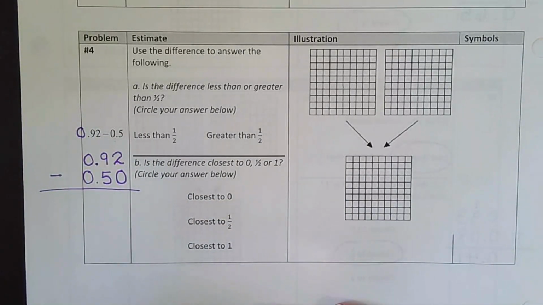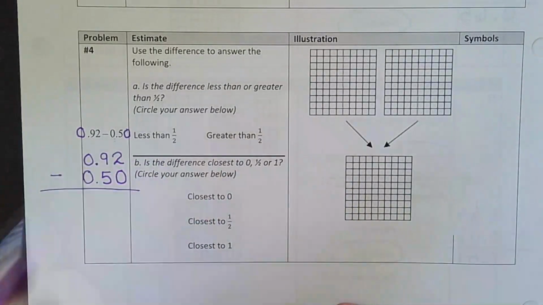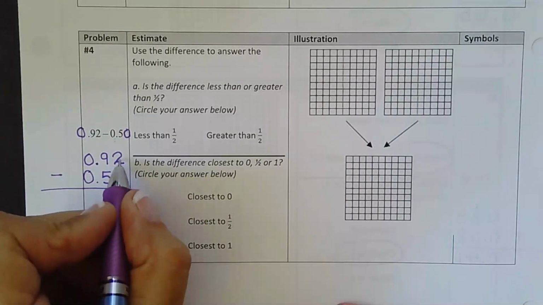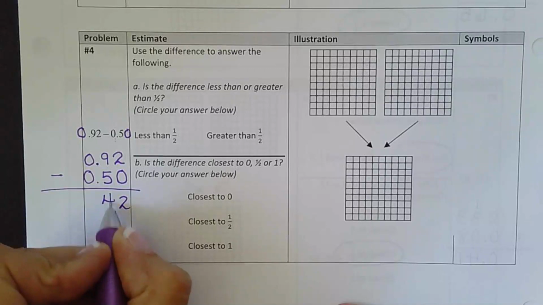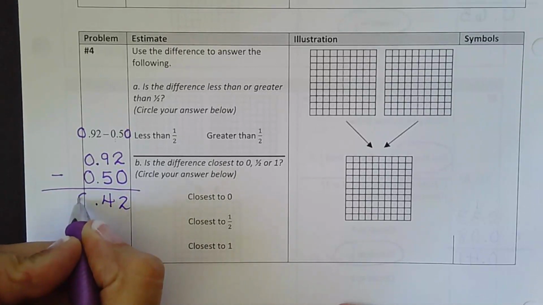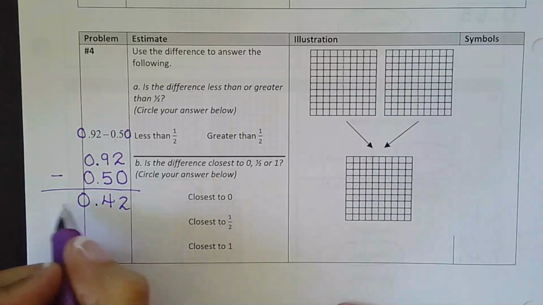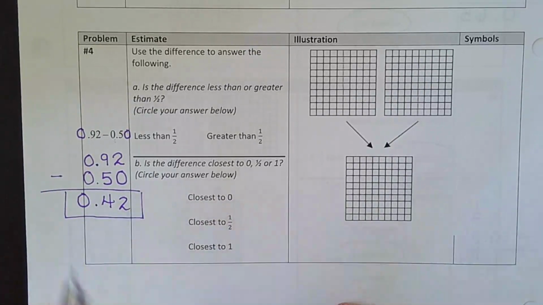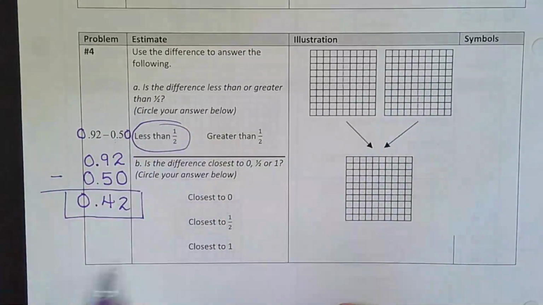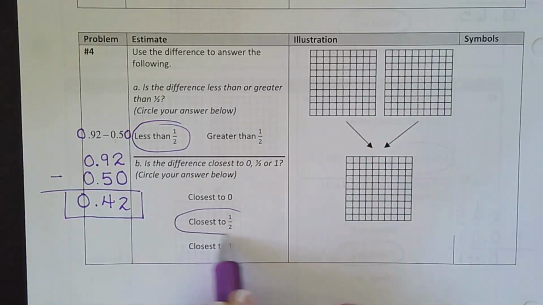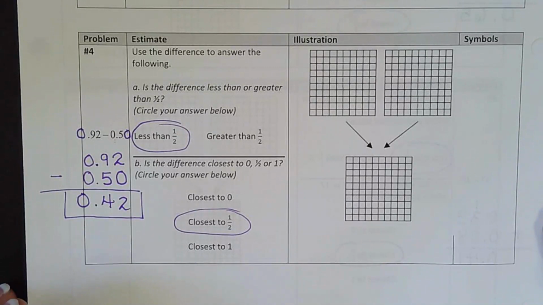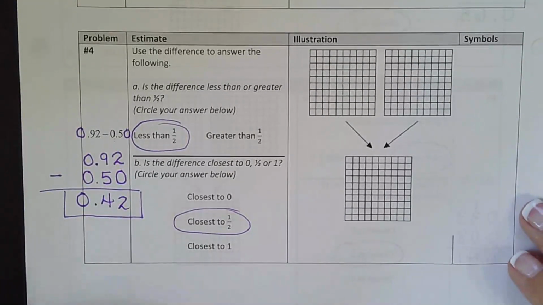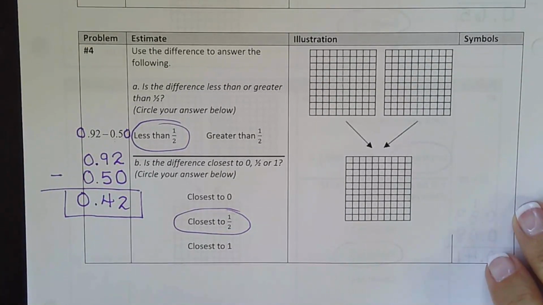So 0.92 minus 0.50, so they both have 2 places. 2 minus 0 is 2. 9 minus 5 is 4. Not another in the 40s. Are you kidding me? Wow. So once again, 42 is less than a half because a half is 50, and it's closest to a half because it's only 8 units from 50. So those were kind of uneventful, almost the same answer on every problem.